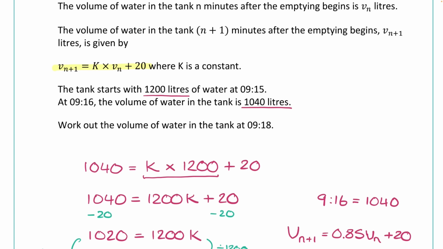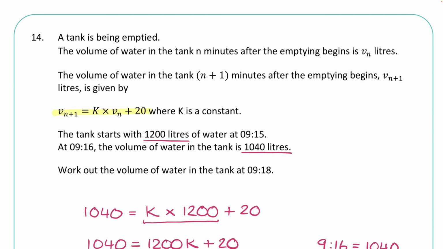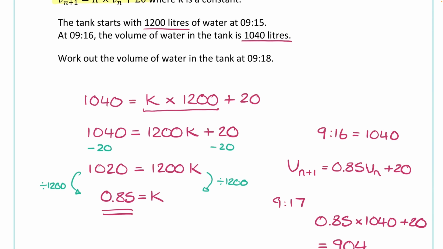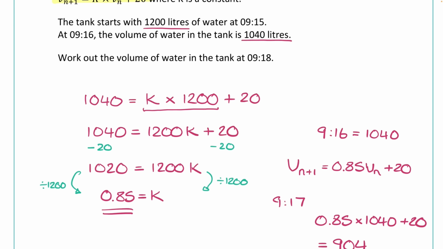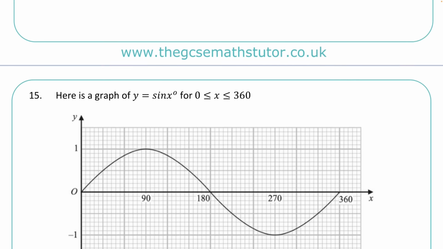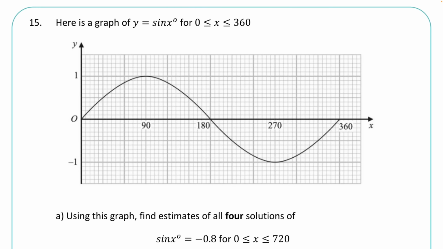So there we go, that was a real-life, or in context, iteration question with a constant involved, but after finding that constant, we treat it in exactly the same way as we would any other type of iteration question. Okay, so on to our next question, and we are looking at a trigonometric graph.